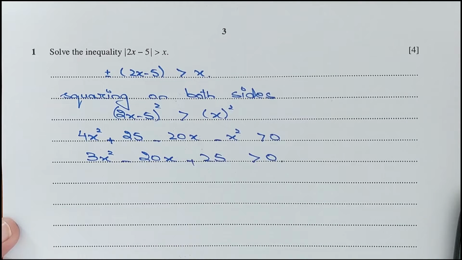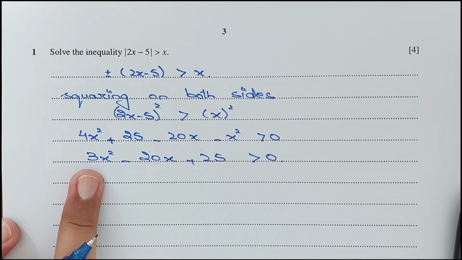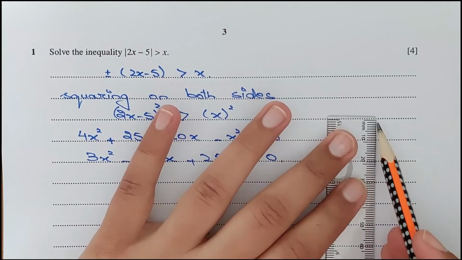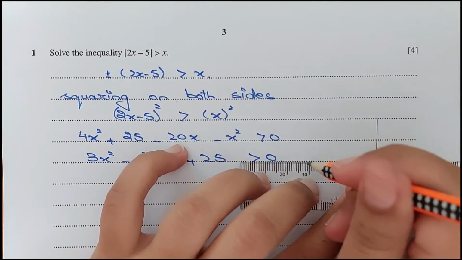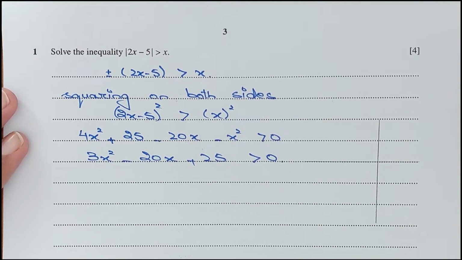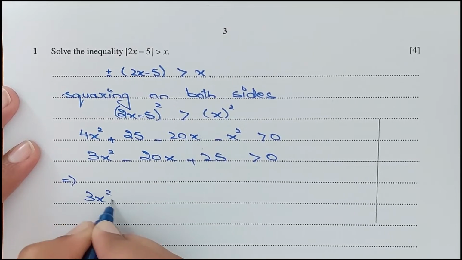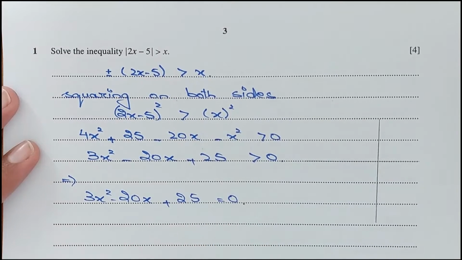This is 3x squared minus 20x plus 25, greater than 0. So this is a quadratic in the variable x, and its x squared coefficient is positive. If I draw the parabola, the opening is upward, and we have to find the two roots of the parabola, and find for what values of x the expression is greater than 0. So let me solve this. We have 3x squared minus 20x plus 25 equals 0, and find the two roots.